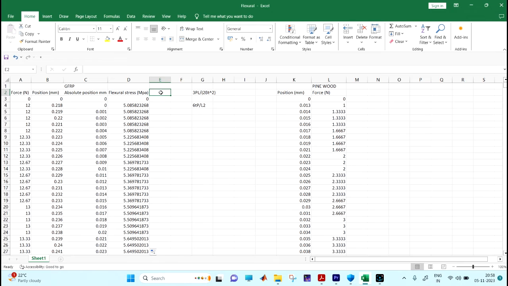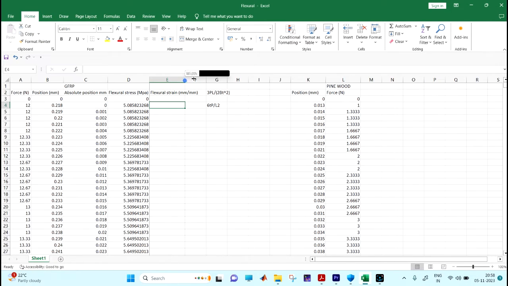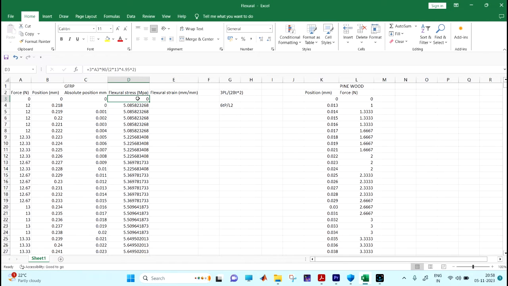Okay. Now we want the flexural strain also. Flexural strain is in mm by mm. Here there are two things. First, the values. I have written the flexural stress in megapascal as the unit. You can see it here, 3PL. The force is in Newton, length is in millimeter, width is in millimeter, thickness is in millimeter. So Newton per millimeter square will come from here, that is equal to the megapascal.